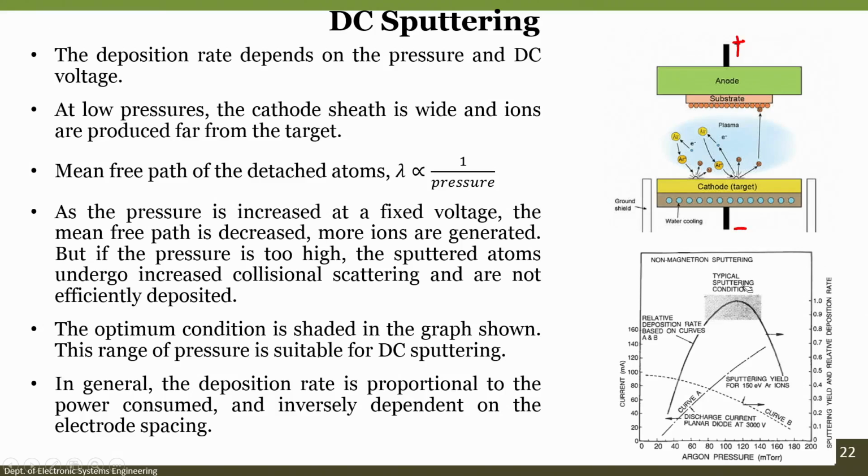We are not talking about magnetron sputtering, this is just DC sputtering. It can be DC magnetron sputtering also, it can be RF sputtering, RF magnetron sputtering as well. So, in general deposition rate is proportional to the power consumed and inversely dependent on the electrode spacing. That means if I reduce the spacing, deposition will be higher, if I increase it, deposition will be lower.